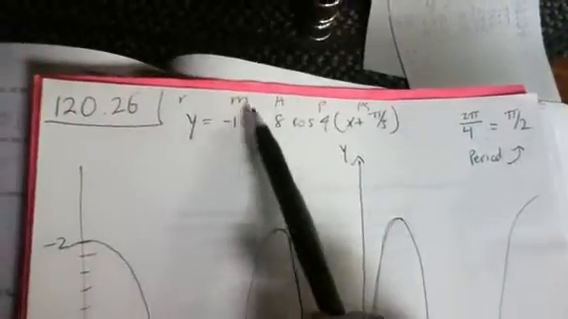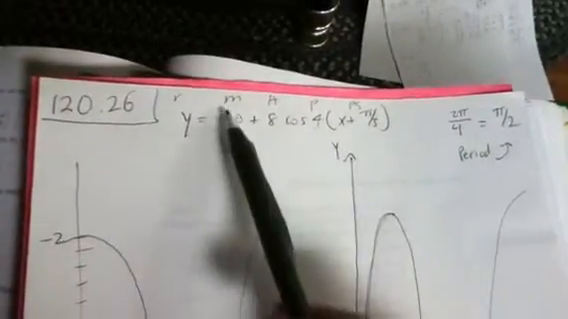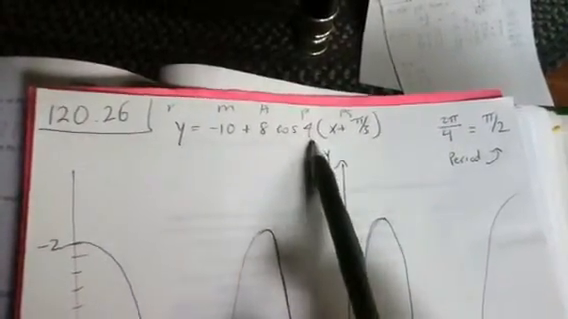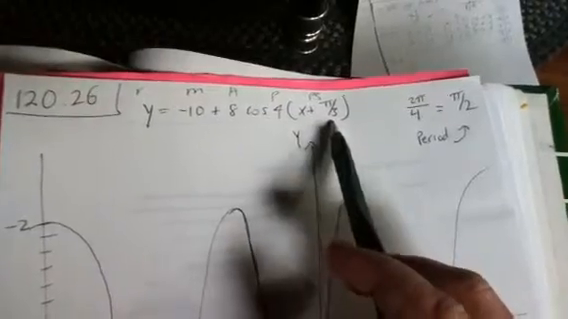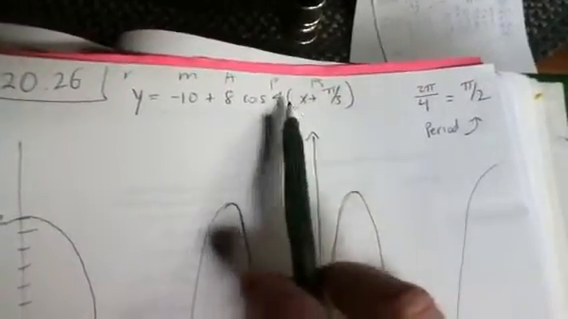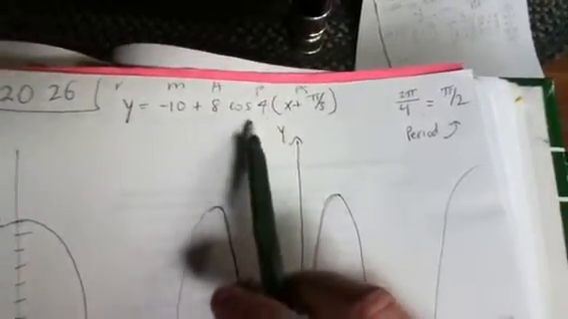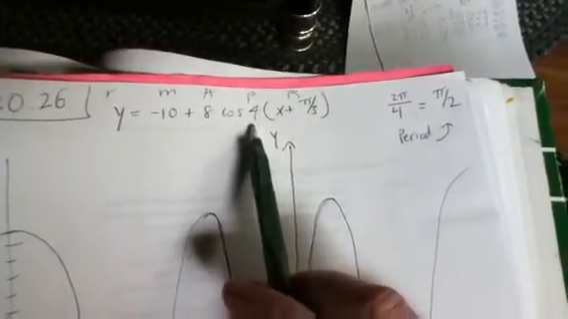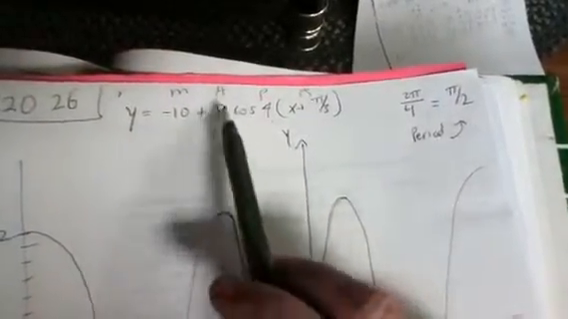Here's 120, number 26. I'm supposed to sketch this graph, so I write the words: midline, amplitude, period, phase shift. So I know it's a cosine graph. It got shifted to the left by pi over 3. Its period got changed, so the way you figure that out is you go 2 pi, which is the parent function period, divide by 4, and you get pi over 2. That's the new period. Amplitude's 8, midline's -10.